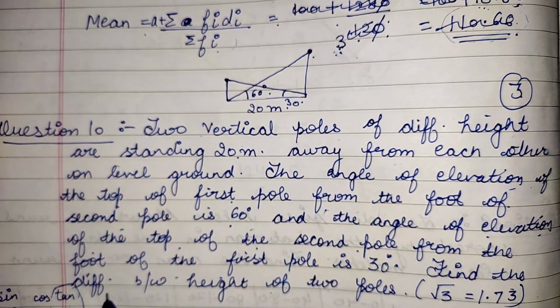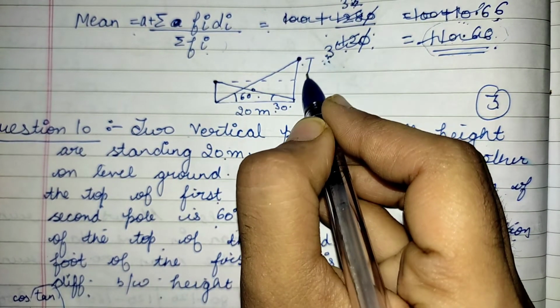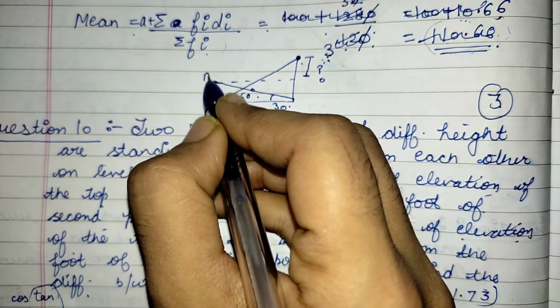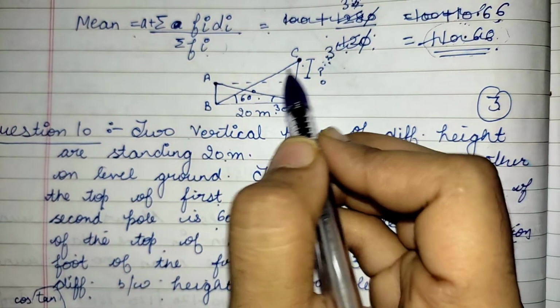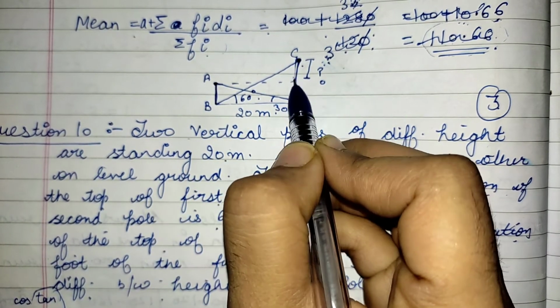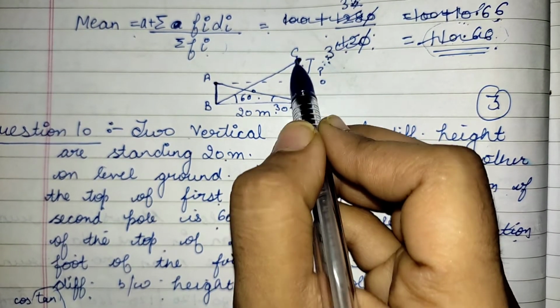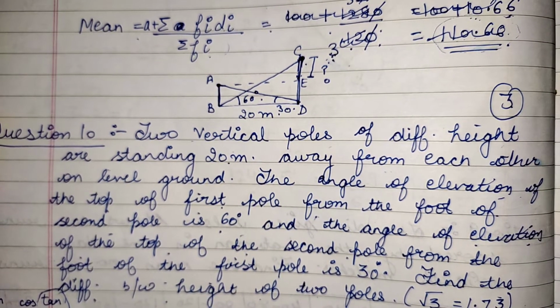So I have to find out the difference between the two poles, so I have to find out this height. How can I find it? Let's name the points A, B and C, D. If I know the height of CD and AB, then I can find out this value. Suppose this value is CE. So I can easily find out this CE.